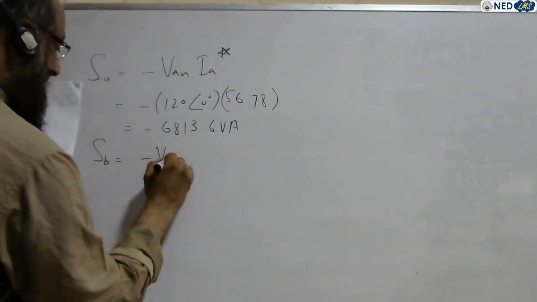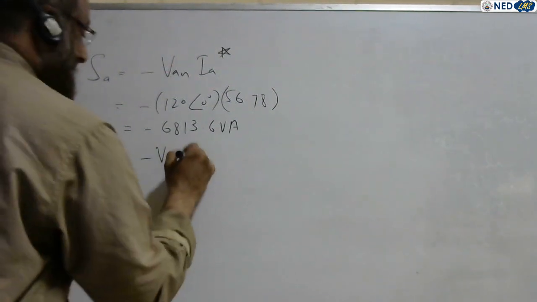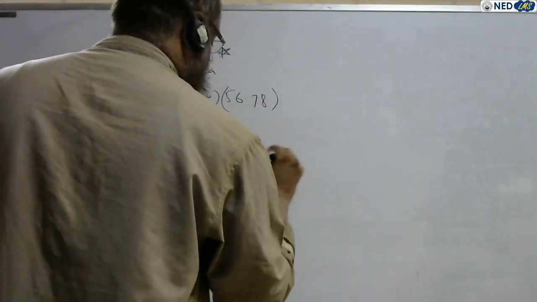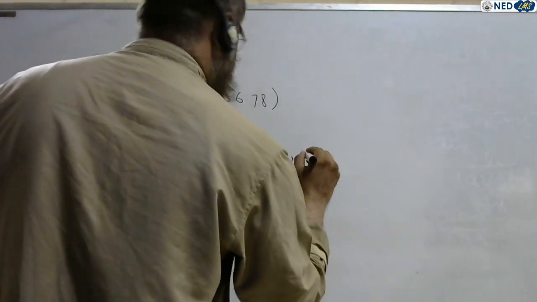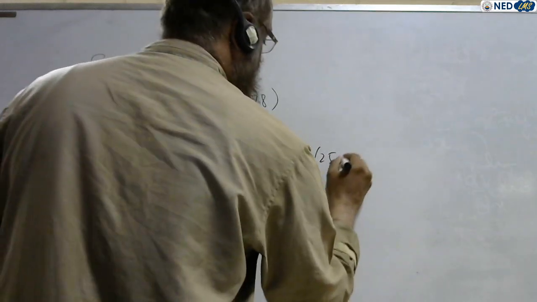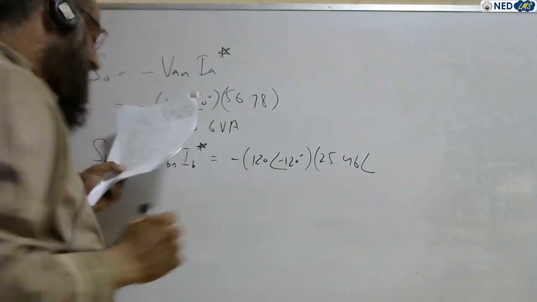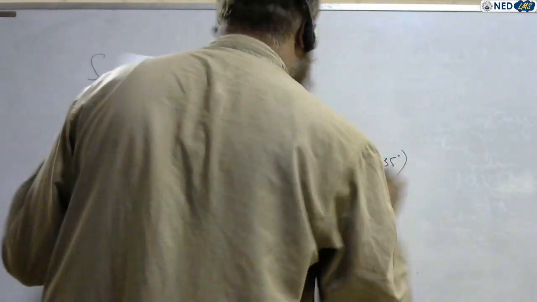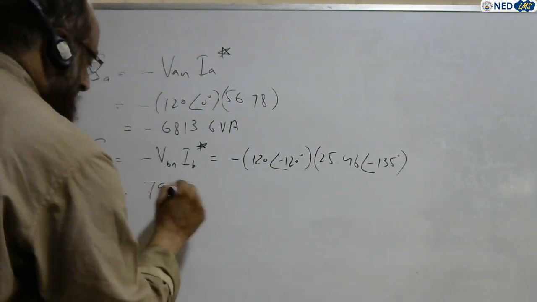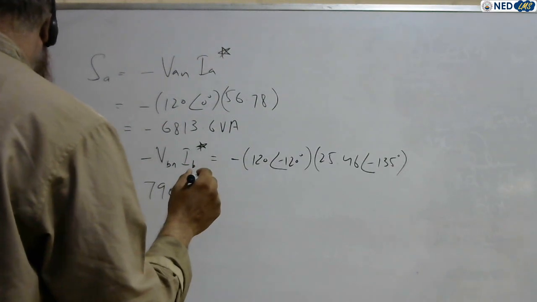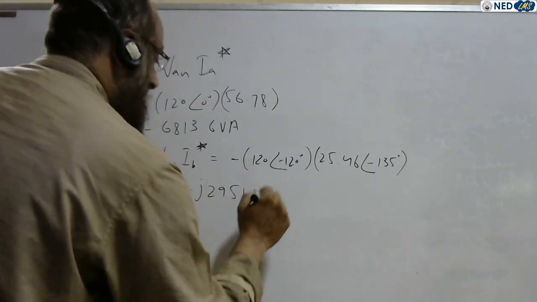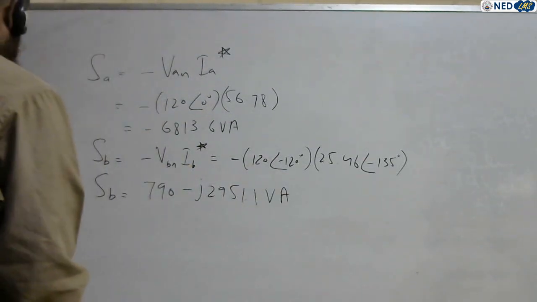Similarly for source B, minus VBN times IB conjugate, so it becomes minus 120 angle minus 120 degree. And when you take the conjugate of current B, 25.46, before it was plus 135, because of the conjugate, so minus 135. So SB becomes 790 minus J2951.1 volt ampere.